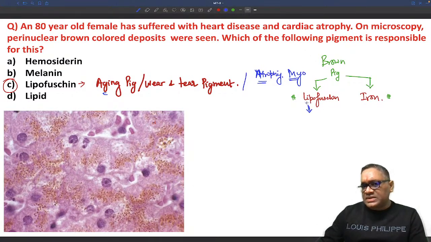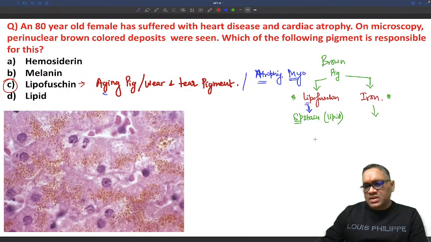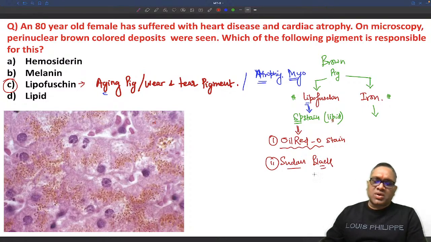Lipofuscin contains lipid, so we are going to use a special stain for lipid, whereas a special stain for iron will be used for iron. What is the special stain for lipofuscin or lipid? It is the oil red O stain, the best stain. Another stain we can use is Sudan black B, or simply Sudan black. These are the two important stains we can use for identification of lipofuscin, right?